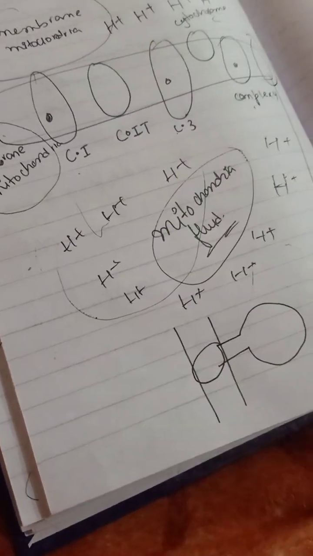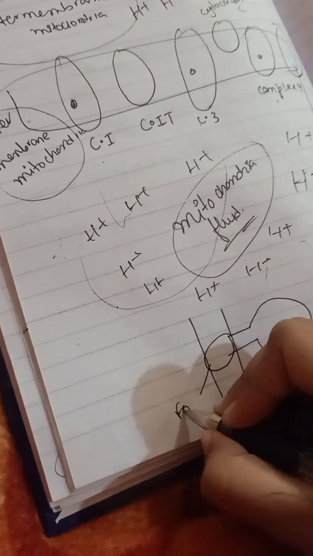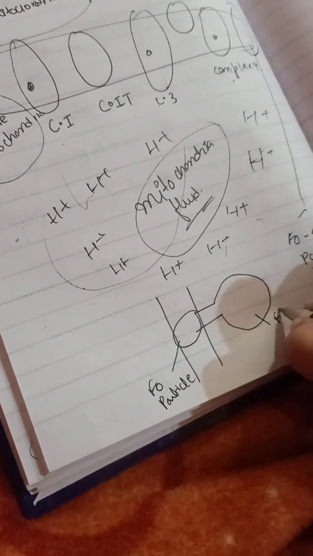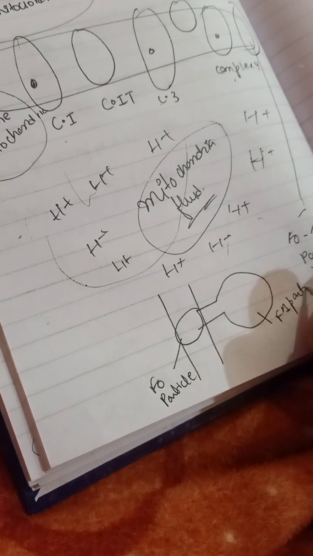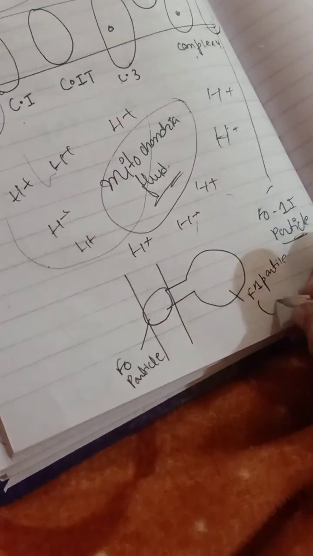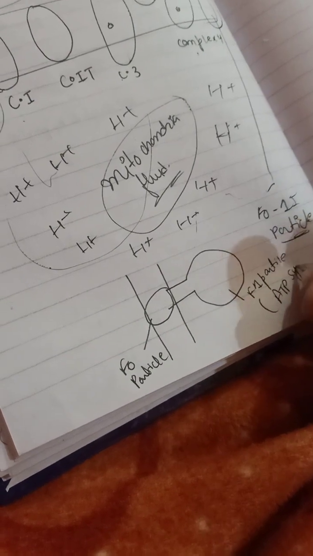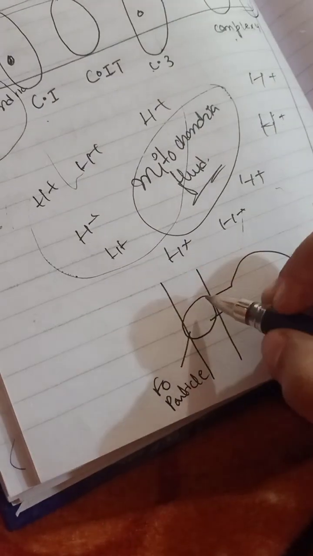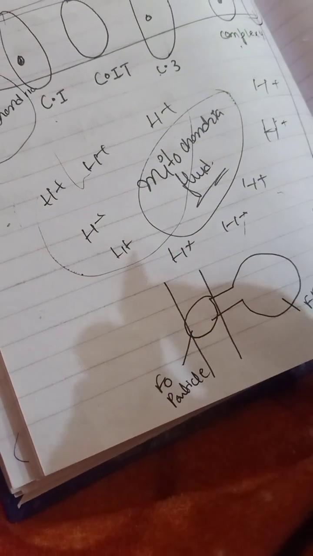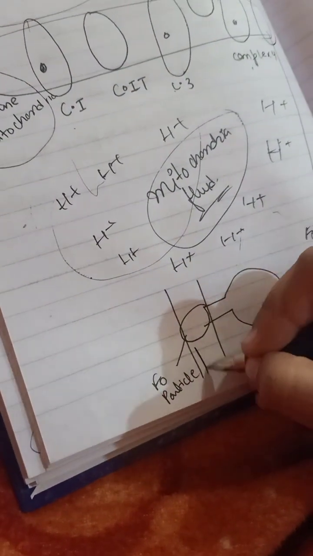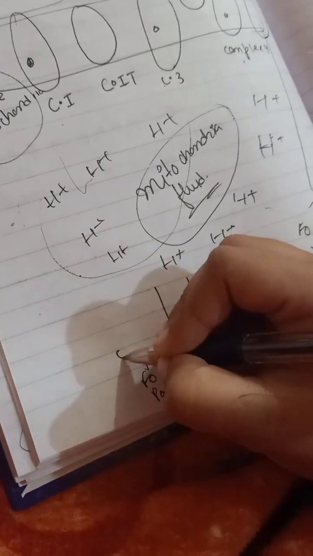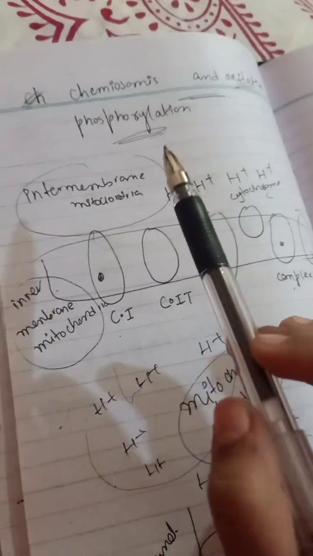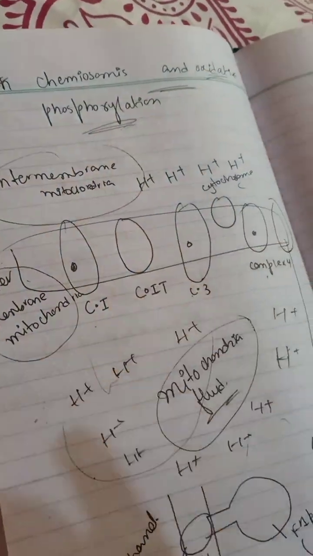So this is the F0 particle, and this is the F1 particle. F1 has the enzyme ATP synthase, and F0 is the particle which will act as a channel. Here, this is the channel. Now you will easily understand what oxidative phosphorylation is.